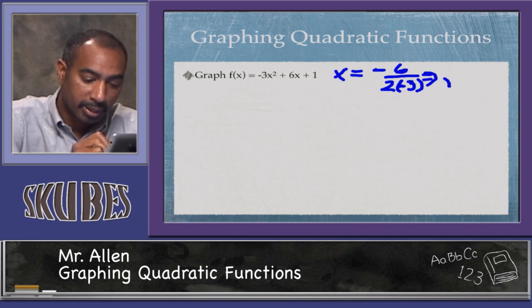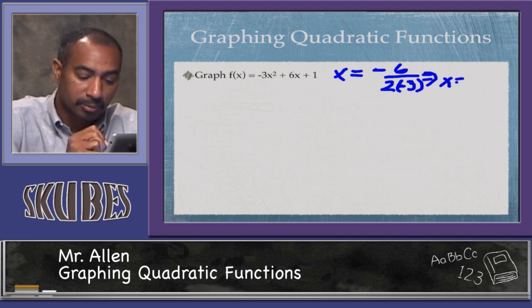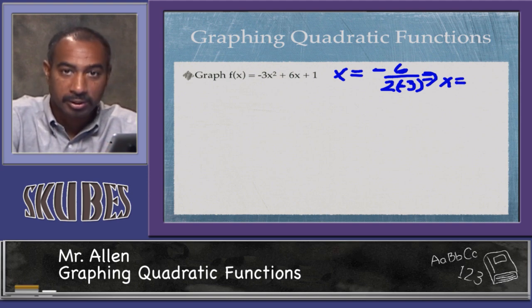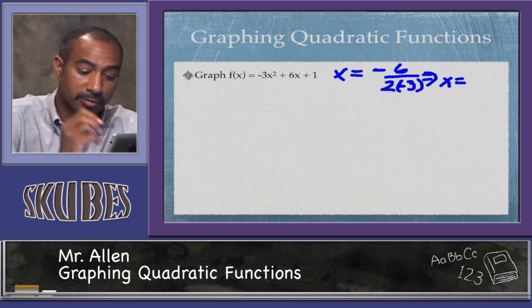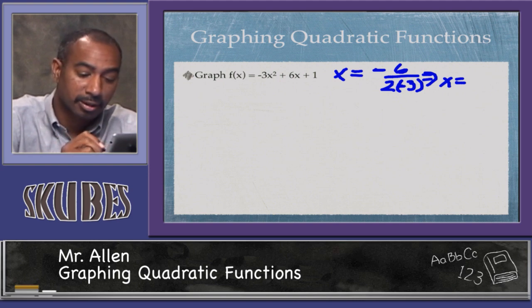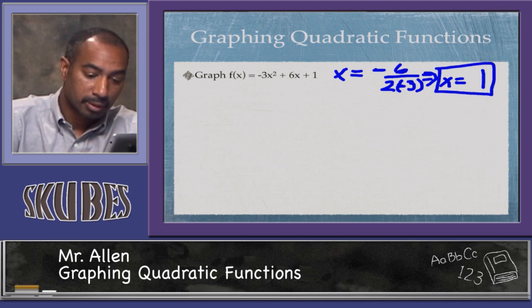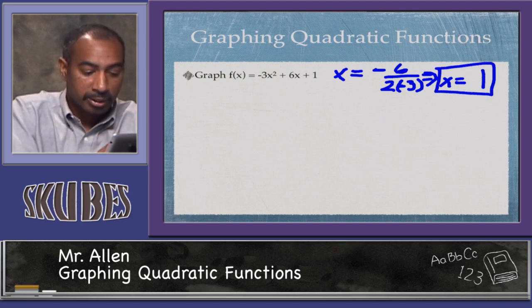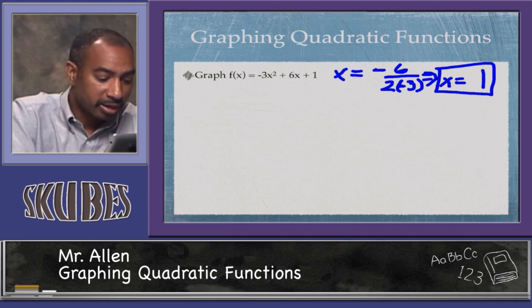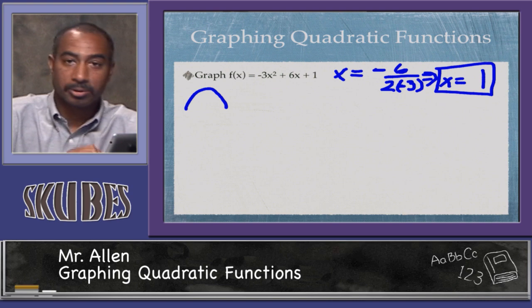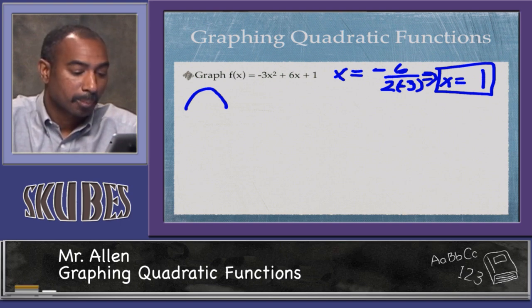So this tells me that x must equal, well, 2 times 3 is 6. In this case, it would be -6. -6 divided into -6 one time. So x has to be 1. And another thing I noticed, since this is negative, I know my graph is going to go down like this, or have a frown to it, as some say.